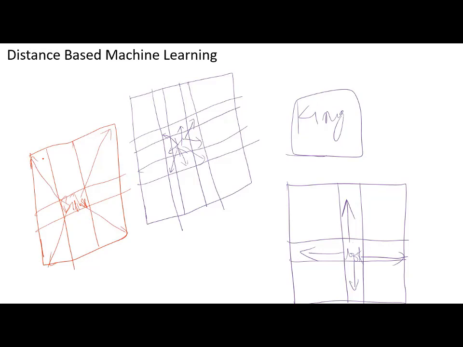So this is about distance-based machine learning. The main idea is how we use these distance metrics in our machine learning. This is the main idea, my dear friends. Nearest neighbor.